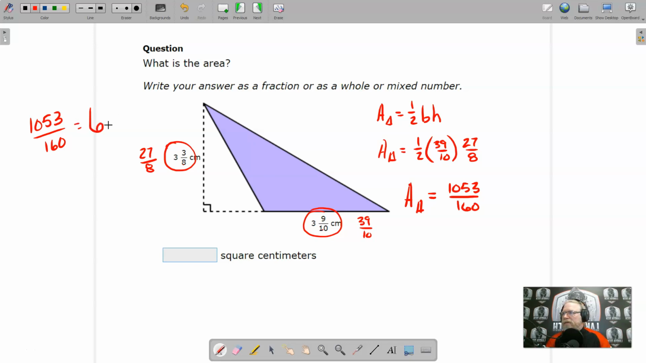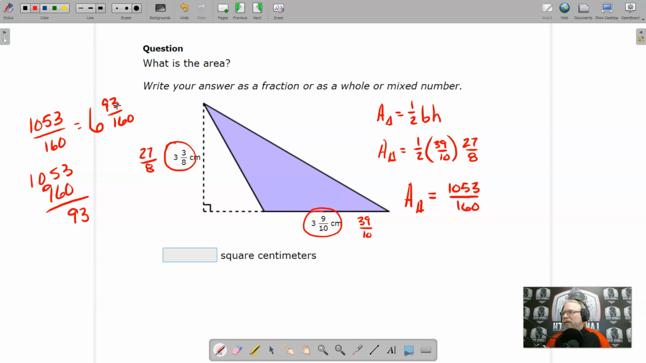And the answer is 6 point something or other. So let's take the 6 times the 160. 6 by 160. And that's going to equal 960. So what's the difference between these two here? 1053 minus 960. We're going to subtract the answer of 960, and that's going to give us 93. So 93 over 160.